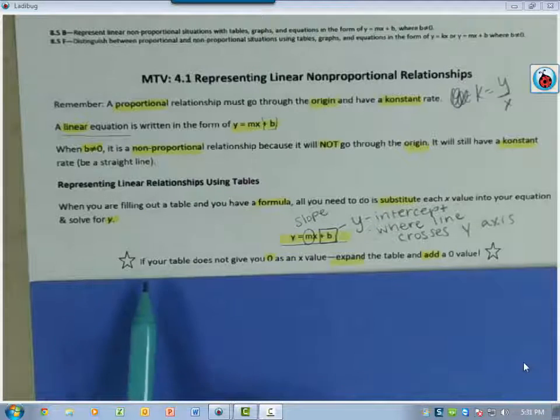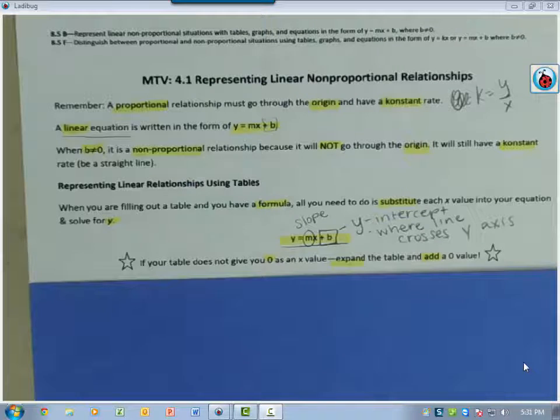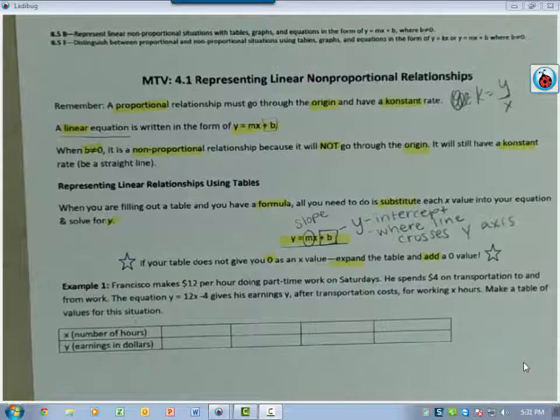Alright? Here's a huge tip and hint. If your table does not give you 0 as an x value, you need to expand your table and add a 0 value. Basically, if you ever see a table that does not have a 0 value for x, you need to add it. Alright, enough with notes. Let's do some examples because I feel like that's how y'all learn best.